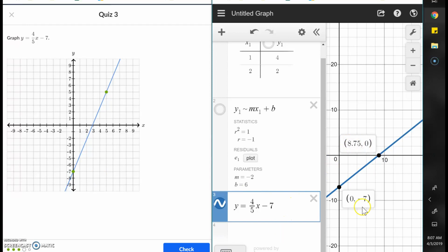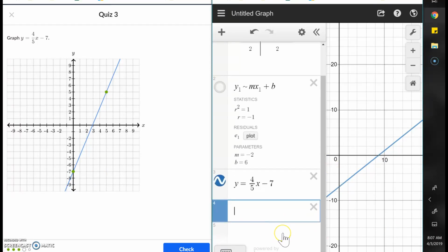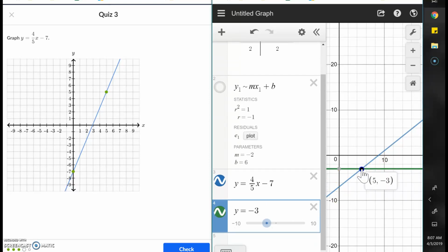X-intercept can't be graphed. We need another point. Let's use another line to find points easy. Y equals 1, that won't work. Try -1. That won't work. Decimal, -2. That won't work. -3. Boom, 5, -3. So 5 for x, -3 for y.